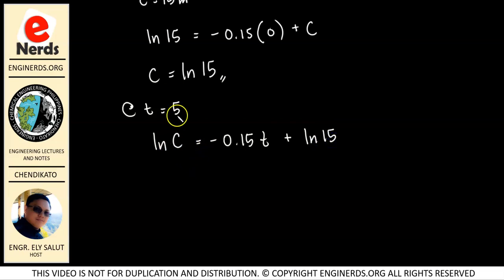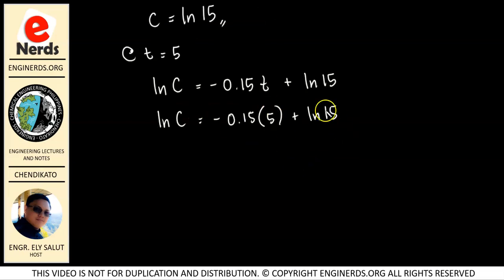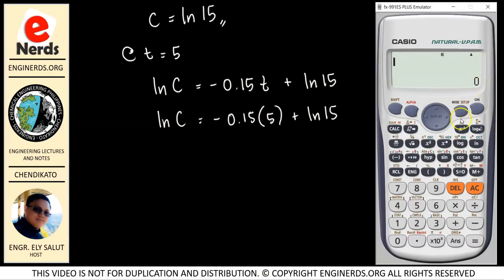So the only thing that we need to do now is to substitute the value of our T in our equation. So we have ln C is equal to negative 0.15 times T, which is 5, plus ln 15. Okay, so let us get the value of the right hand side of our equation. So we're going to use our calculator. So we have negative 0.15 multiplied by 5, then we're going to add ln 15.